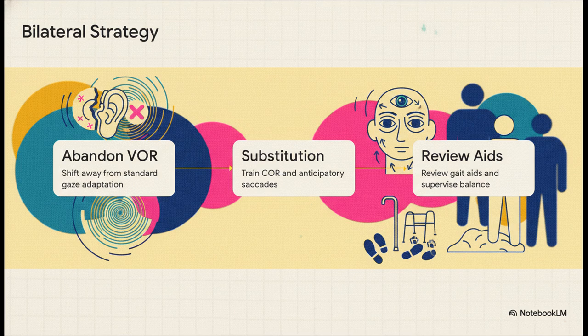And step 3, review gait aids and ensure any balance work is strictly supervised. Their visual and proprioceptive systems are doing all the heavy lifting for their balance now, so having them do eyes closed standing on foam without someone right there, no way. The fall risk is just too high.